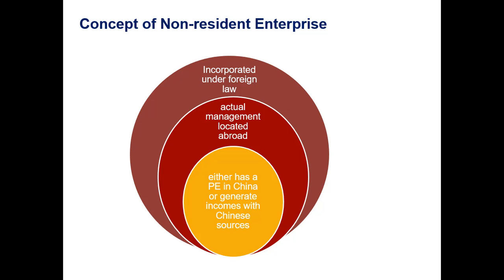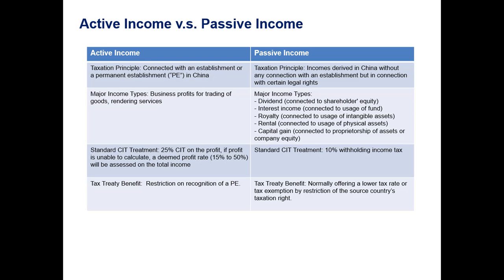I think a lot of foreign companies are incorporated under foreign law and their actual management is not in China. But the key factor is they may have some income generated from China, or they have a permanent establishment. We will call it a PE. They will either have a PE in China or generate income with Chinese source. That's the key factor. Only when they have such income in China will they have a connection with the tax system in China.